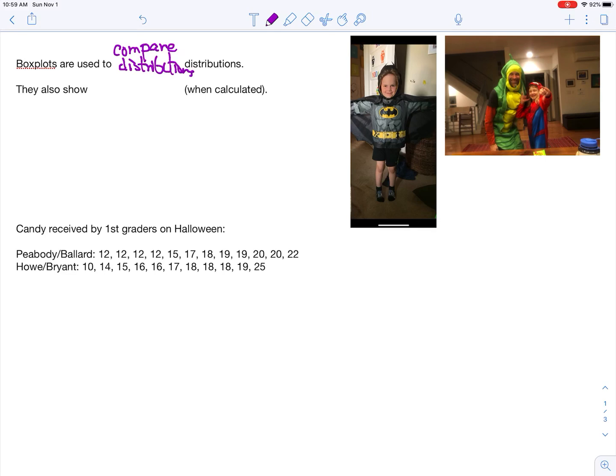And they also show outliers. So we'll find a mathematical formula that determines if something is an outlier or not.